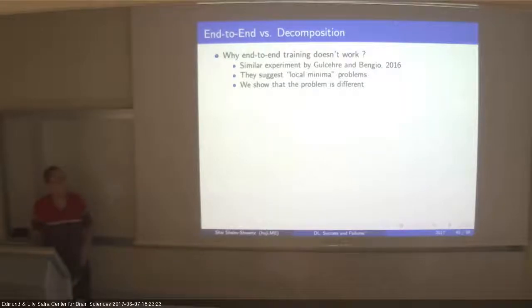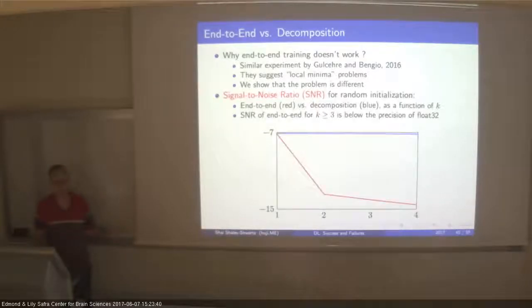So why doesn't it work? You can think about one explanation as being local minima. There are local minima, but we prove that there are no local minima here. There are no local minima which are not global. So it's not the explanation.